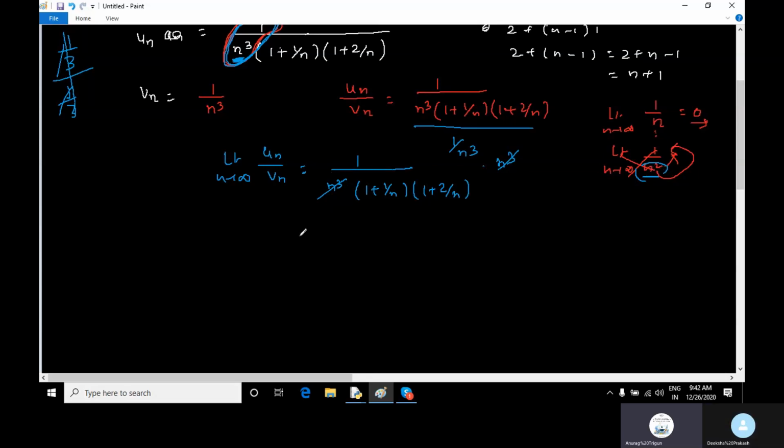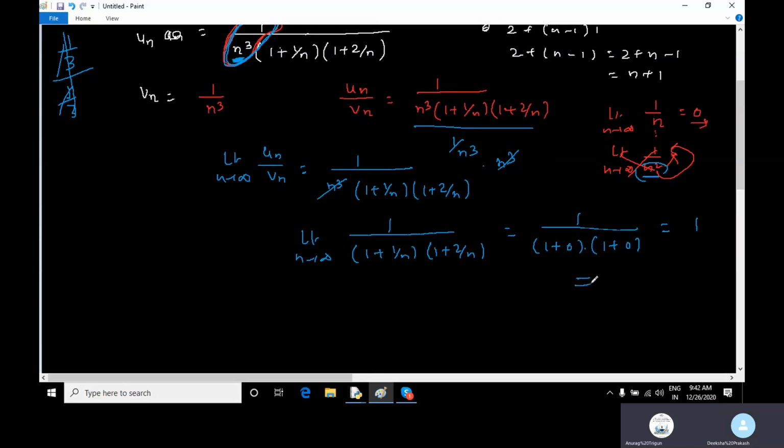So now I can put limit of n tends to infinity in this. You put it here, so 1 up as it is here, 1 plus 1 by infinity is 0, plus 1 plus 2 by infinity also is 0. You will get 1 plus 0 is 1, 1 plus 0 is 1, 1 into 1 is 1. So we got 1 here. We did not get 0, we did not get infinity. I have to be sure that you should not get 0 or infinity, and we have not got it, because we got the constant value 1.